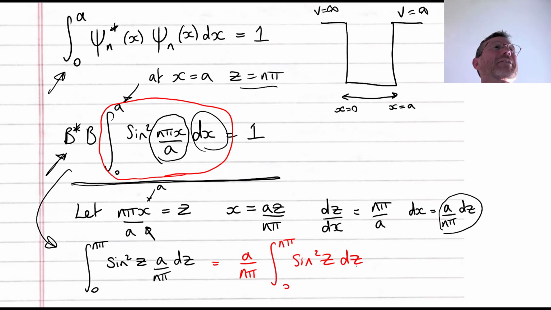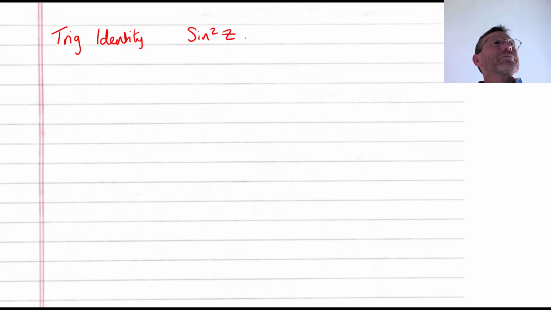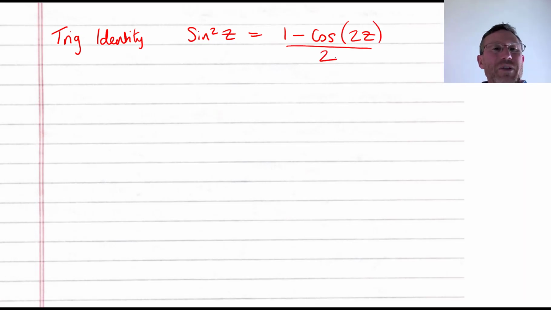Okay, how are we going to do that? This is another example of where we're going to use a trigonometric identity to help us. So let's use a trig identity. Many of these can be found at the front of your textbook, but it's also good to pull down a list from online. What we've got is sine squared z equals 1 minus cosine 2z over 2. So we're going to substitute that now into our integral.